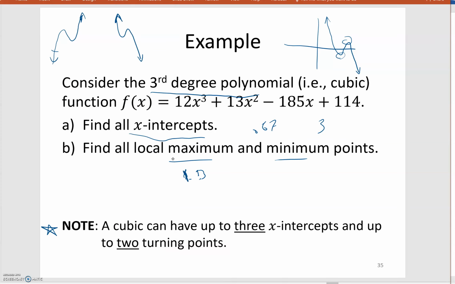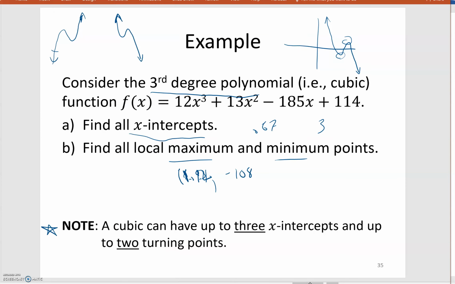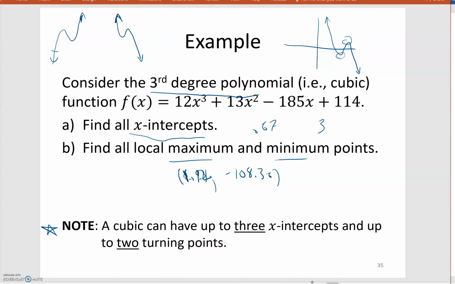Or sorry, 1.94. I'm sorry, 93 and negative 108. I can't remember what I'm just looking at here. That's supposed to say 1.93. Okay, so yes, there it is.